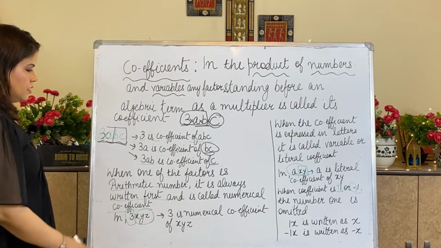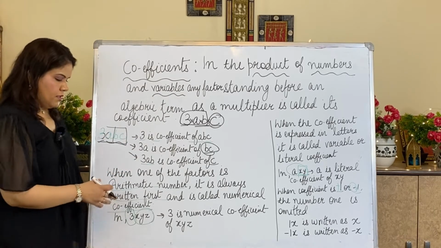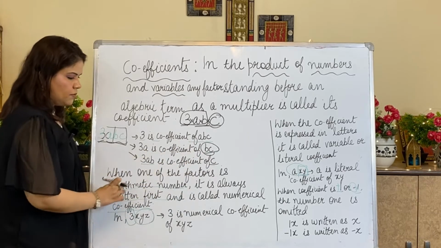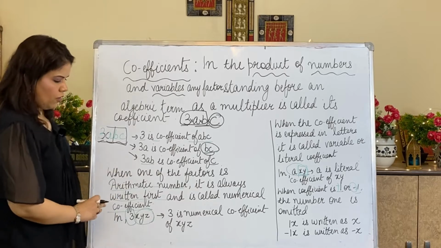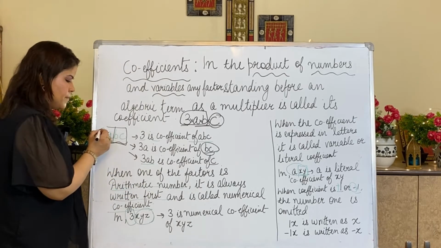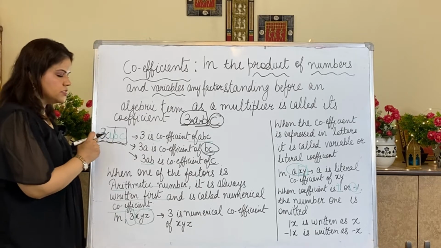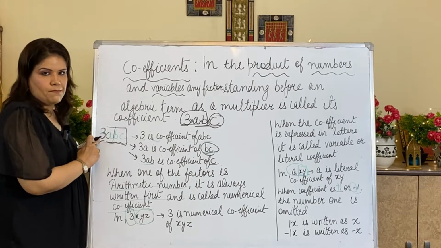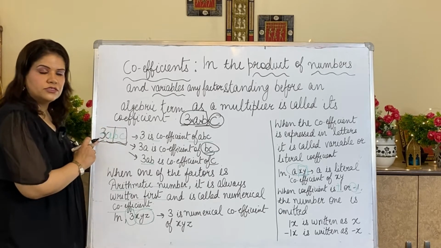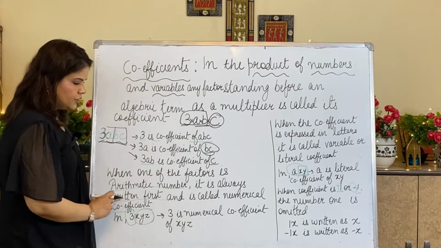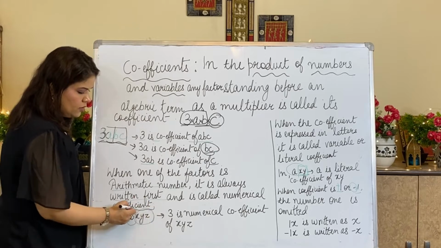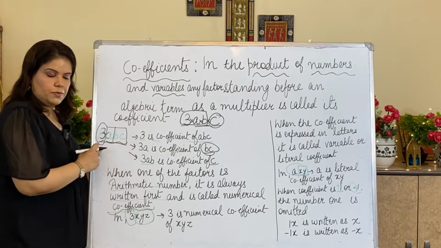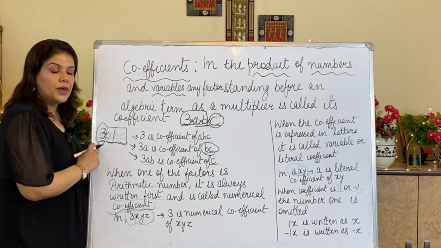Now there are different names for coefficients. When one of the factors is an arithmetic number, it is always written first. Numbers which are fixed are always written before the algebraic term. Any numerical number will be the first, and it is called the numerical coefficient. So this 3 always comes in the first place and it is called the numerical coefficient.